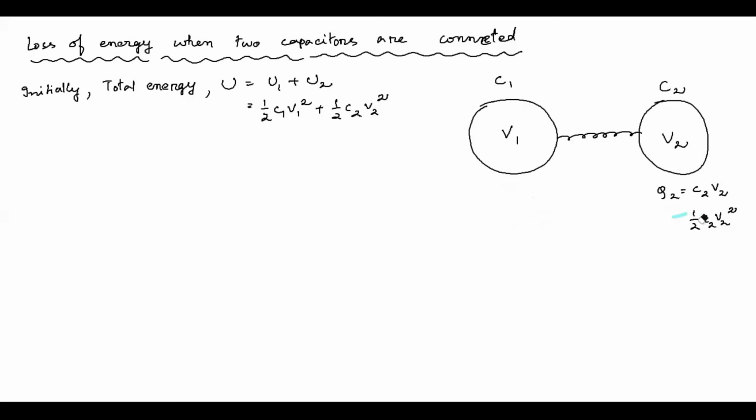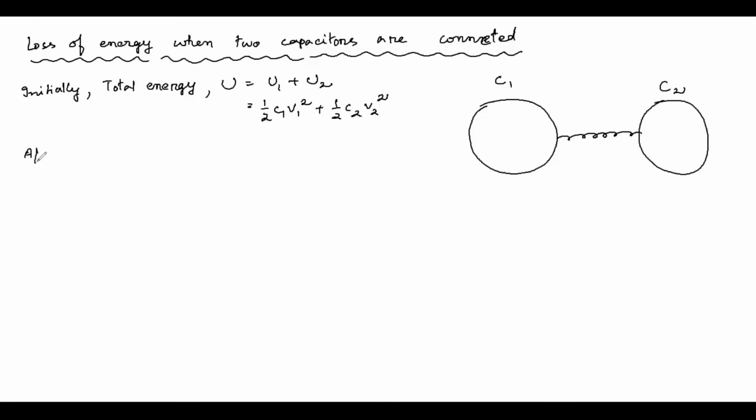So when these two capacitors are connected, there will be a flow of charge, and this flow of charge will continue till the point when both the potential values of these two capacitors become the same, right? Initially they had potentials V1 and V2 when they were disconnected, but once you connect them, there will be a flow of charge, and it will continue up to the point when potential becomes the same for both these capacitors, right?